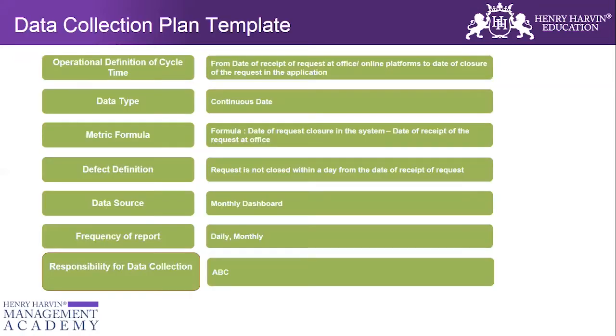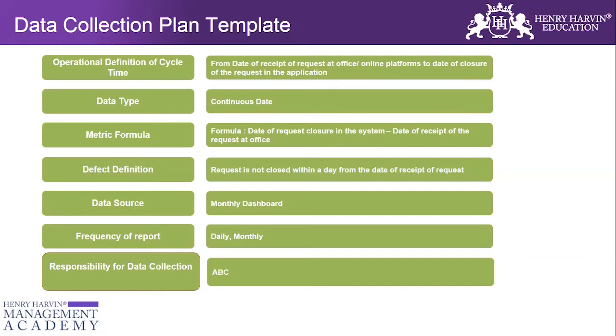So these are the things we need to keep in mind while preparing a data collection plan, which is the first and foremost activity of the Measure phase of Six Sigma, wherein we are trying to see what we need to measure. This is a template for a data collection plan. As you can see, the operational definition.